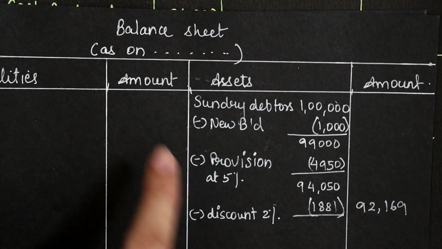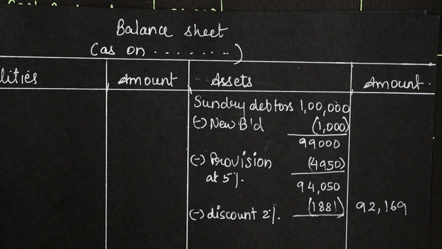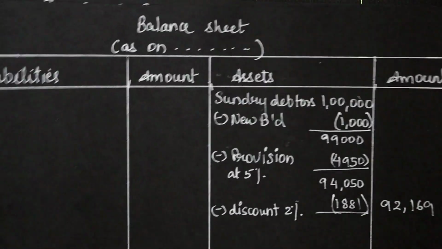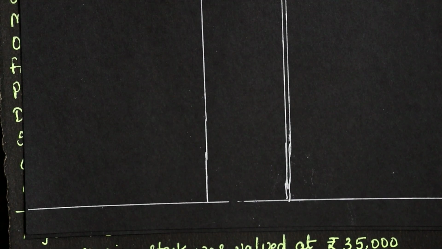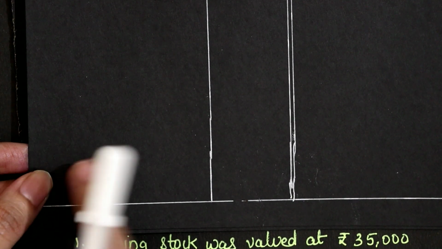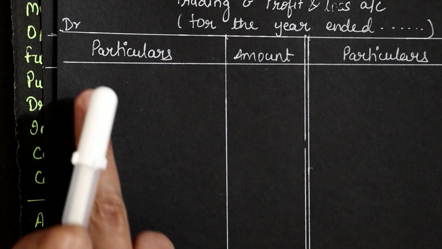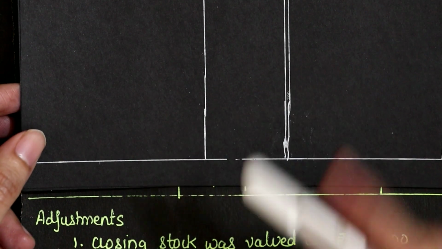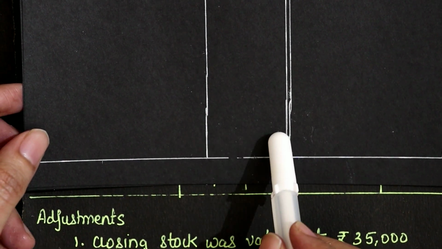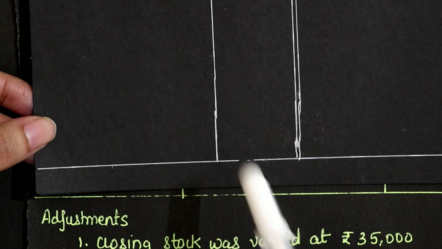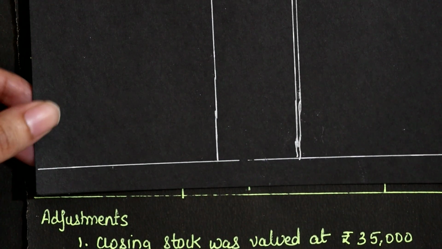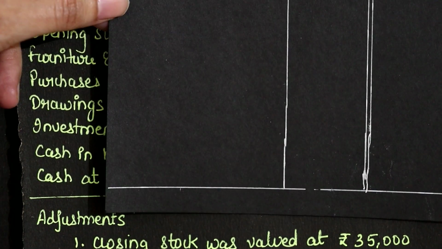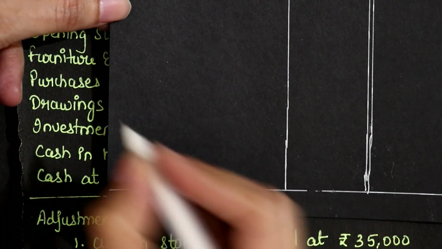Now we will give effect of these adjustments in the profit and loss account, with bad debts on the debit side. The entries of profit and loss account will be written from the bottom of trading and profit and loss account. The entries of trading account will be written from the top. So I will start writing from the bottom. We will leave some space, one for closing the profit and loss account and one for net profit or net loss. So I'll leave some space and then I'll write bad debts.